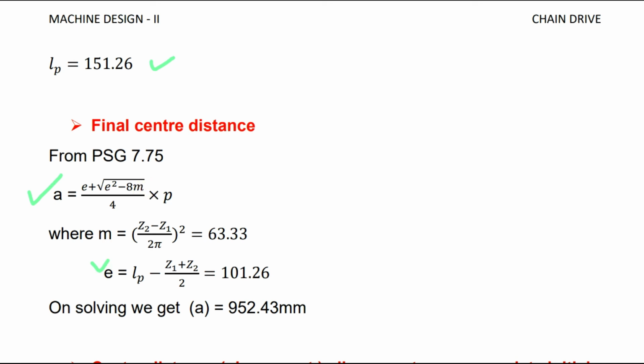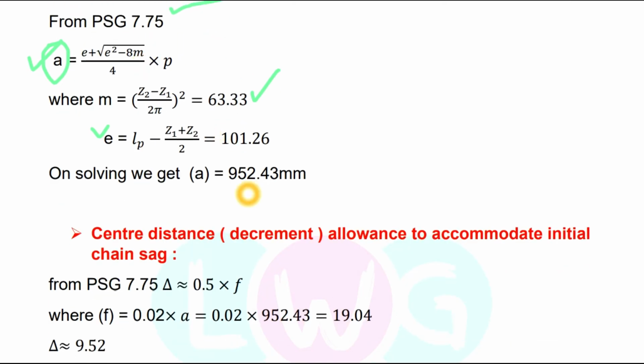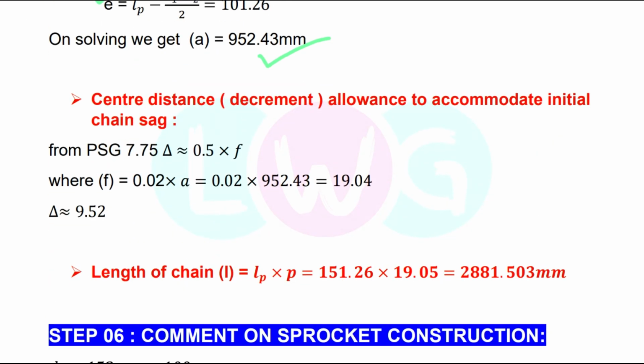m is equal to ((Z2 minus Z1) upon 2 pi) the whole square. Put all the values and you will get the answer, which is 63.33. And P is the pitch, you know, 19.05. Put all the values and you will get the final center distance, A. These all formulas are on PSG page number 7.75. So our final center distance is 952.43 mm.